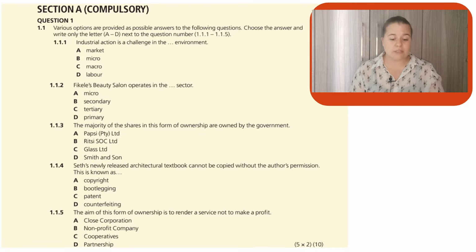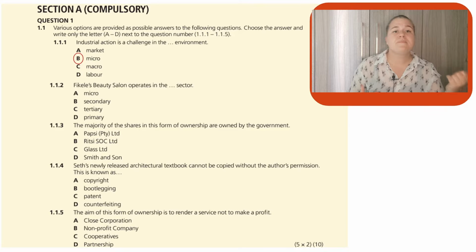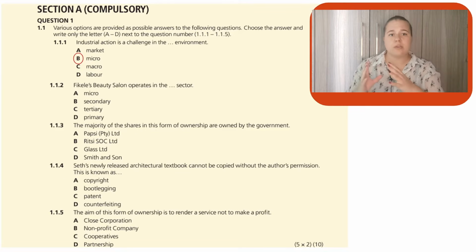We've got market, micro, macro, and labor. So the answer is micro. All right, just to go through it, why is it micro? I know this confuses students quite a lot because they see strikes as an external thing. It is not. So when we're talking about micro, remember we're talking inside the business. Inside the business, we have full control. So inside the business is our employees. Even though they're striking outside, they are our employees. We have full control over them.